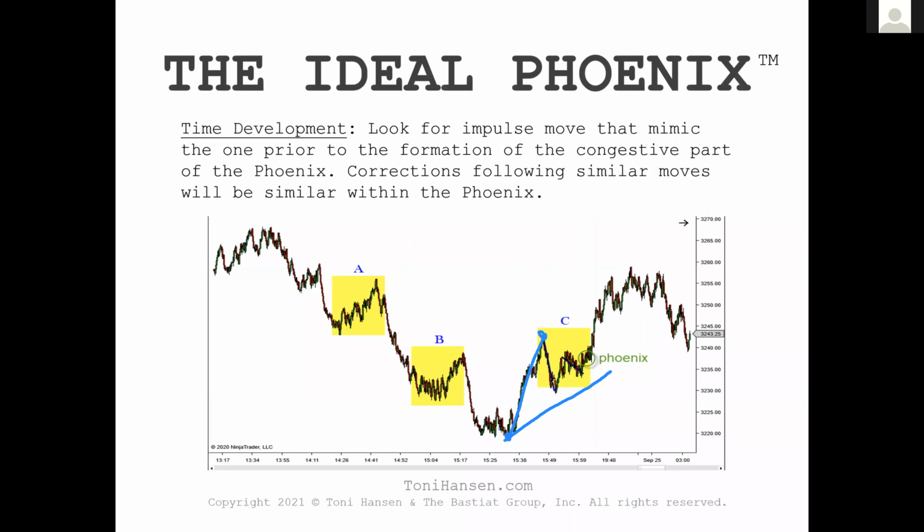Another thing we want to do though is look at this impulse move here and then go back and look at previous impulse moves in the past that lasted for the same amount of time, and then look at how long of a correction they had before they were able to get a continuation impulse move going, or another really strong impulse move going. So a lot of times with our Phoenix, we're looking at a shoulder for an inverse head and shoulders.